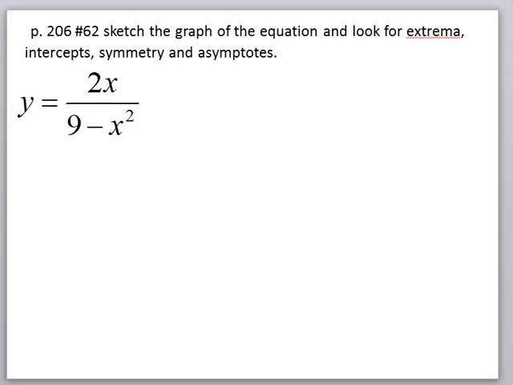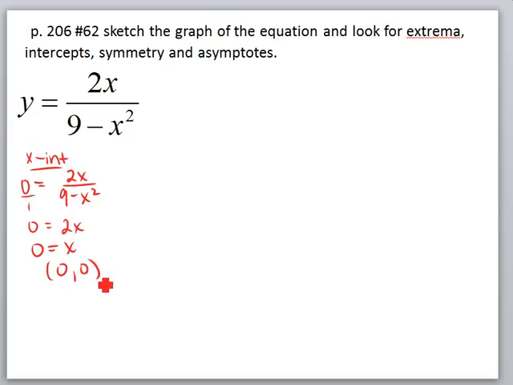I'm going to take you through a few more of these examples, so I'll move as quickly as I can. We're going to go ahead and find the x-intercept. Remember, that's where y equals 0. When we cross multiply and solve that, we end up getting x is 0. So that means the point is (0, 0). I'm not going to go ahead and find the y-intercept because I know the y-intercept is also going to be (0, 0). So we just have one intercept and it would be (0, 0).